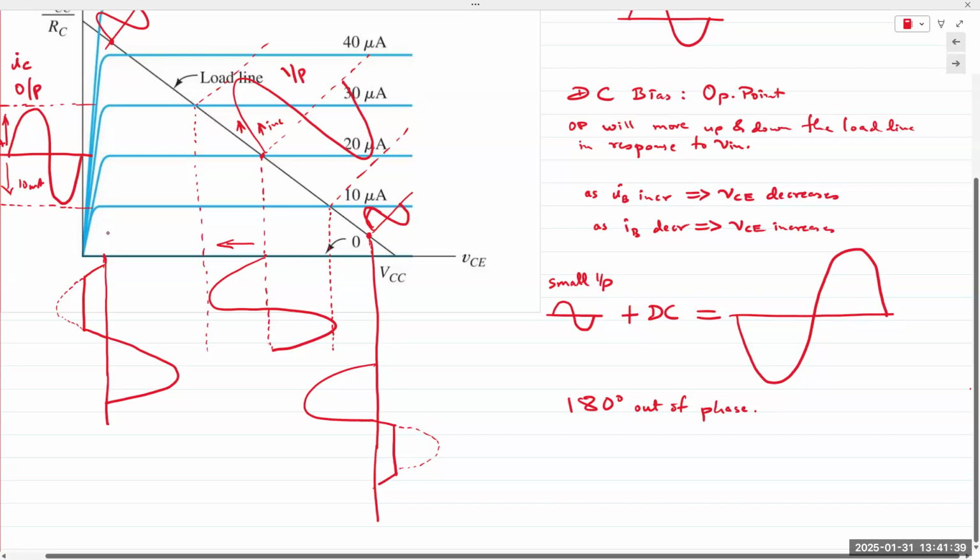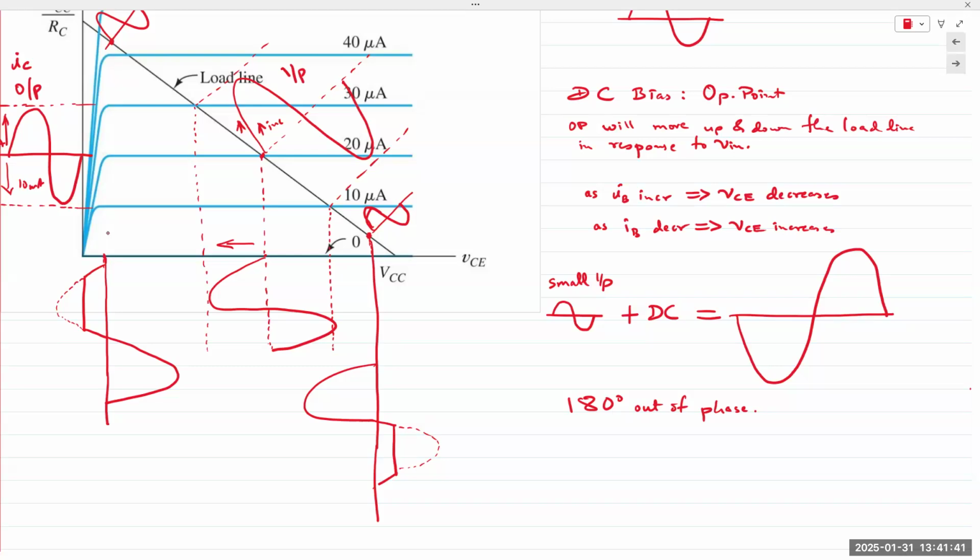All right, questions? This is going to be on the Monday quiz. Friday quiz is BJT fundamentals, and then Monday quiz would be on CE amplifier.